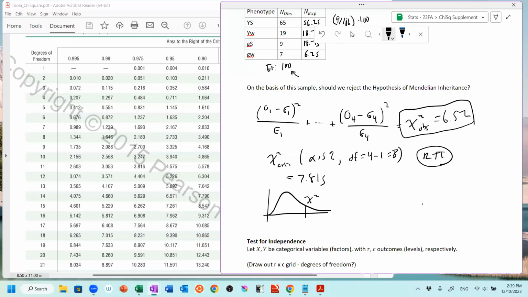So I have a chi-squared distribution, my chi-squared critical is 7.815. My chi-squared observed is 6.52. That is not to the right of chi-square critical, so I do not reject.